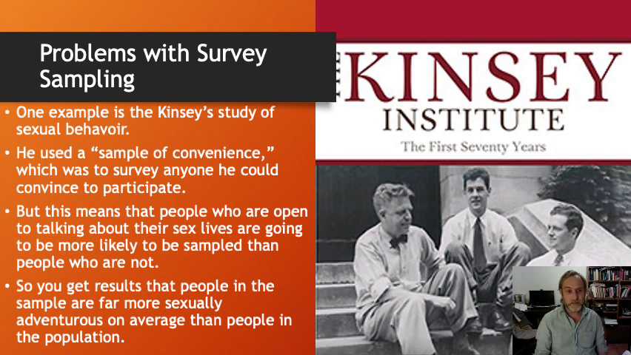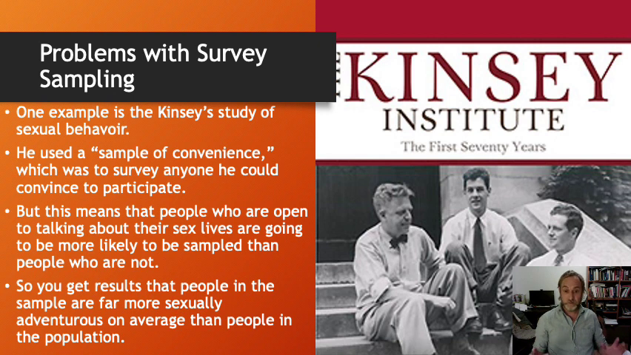Kinsey's sampling method was what we call a sample of convenience, in that he just walked up to people and asked anyone and everyone if they would participate. Well, that means you're going to get, what's the bias that could creep in there? Certain sorts of personalities. If you walk up to them and say, do you want to fill out the survey about your sex life, certain more outgoing, more open people are going to fill out that survey.